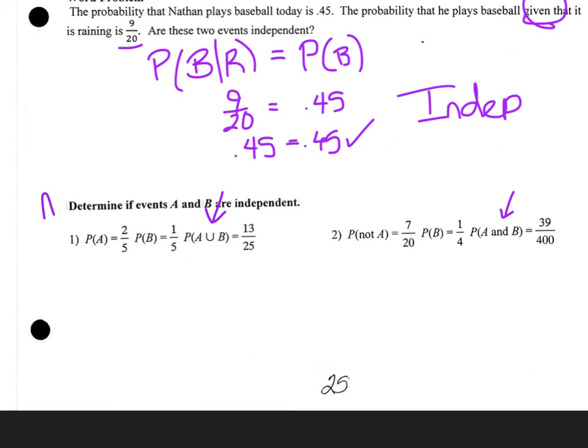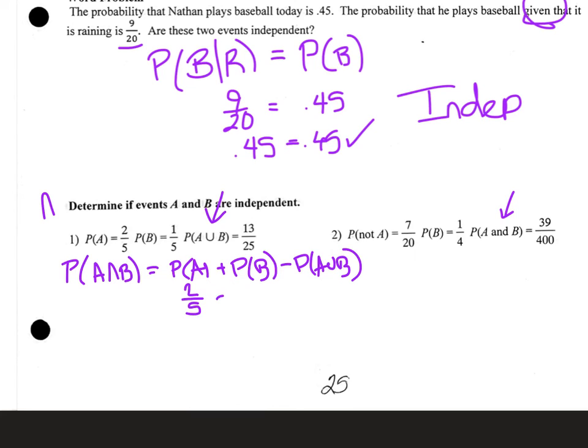But if you remember the formula for and, the probability of A and B is equal to the probability of A plus the probability of B minus the probability of A or B. I apologize for going into the other problem. I always feel bad for the other problem. So we don't have this one, but we have A, we have B, and we have A or B. So we have to use this because we don't know if they're independent or not. We can't just multiply and figure it out. So this is the rule when they are not independent.